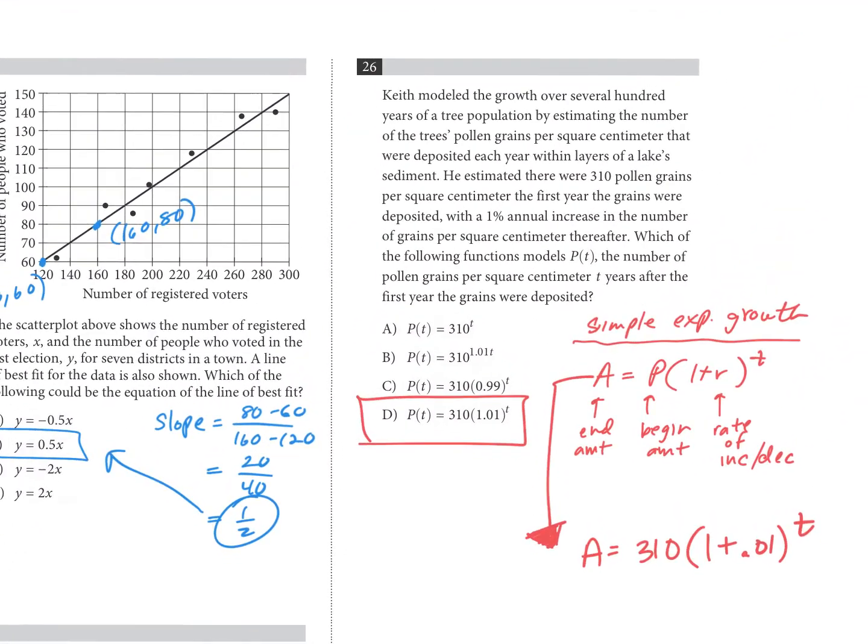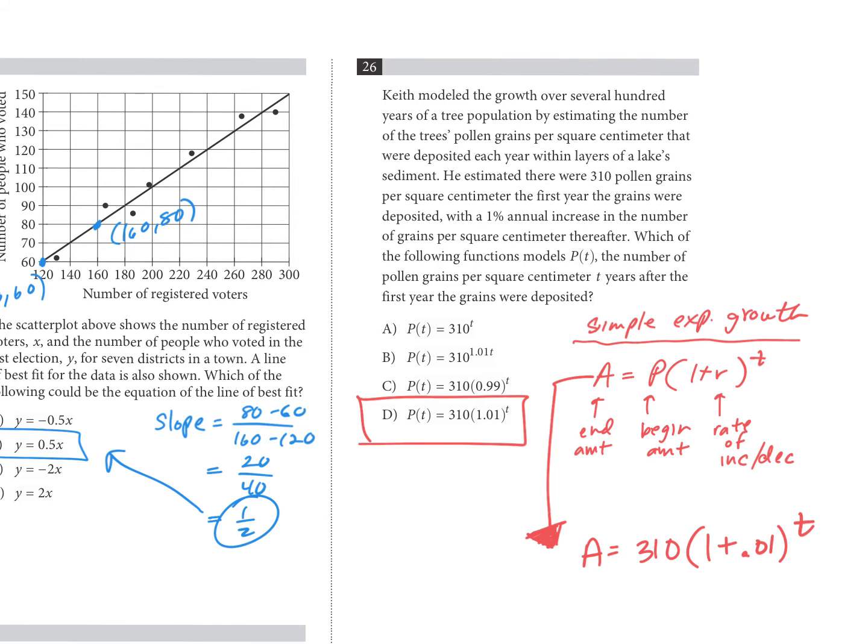Number 26, it would help you to remember the simple exponential growth. There's a couple problems on the SAT where it would be nice to have this formula somewhere. The simple exponential growth: A equals P, parentheses 1 plus r, to the t. The rate is r. The time is t, whatever the time is. It could be days, years, whatever, based on the problem. P is the initial amount, A is the ending amount.